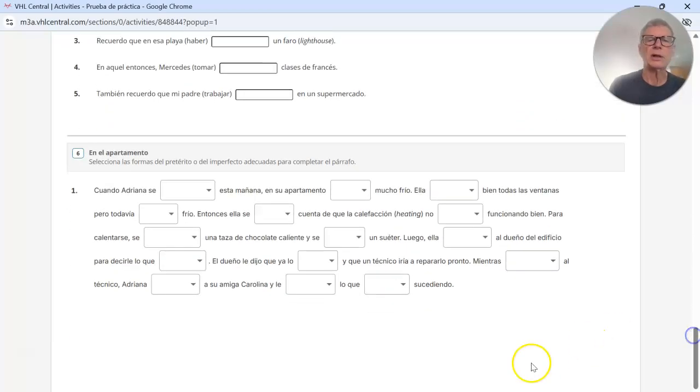And in el apartamento, here you're going to have to choose between the two. So it's all about the context. Remember, the preterite describes what happened, while the imperfect describes what was happening. So you need both to tell a story. Quite often there are big fat clues about which way you need to go. So cuando Adriana se levantó esta mañana, well, you're talking about a complete action. So you're going to say when she got up this morning, as opposed to when she was getting up this morning. It's not impossible to say that, but it's not really the context.